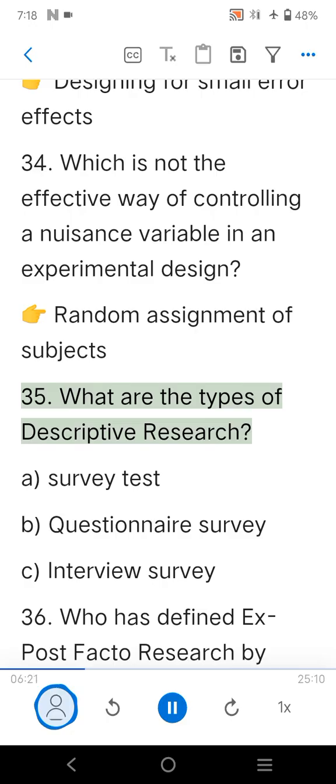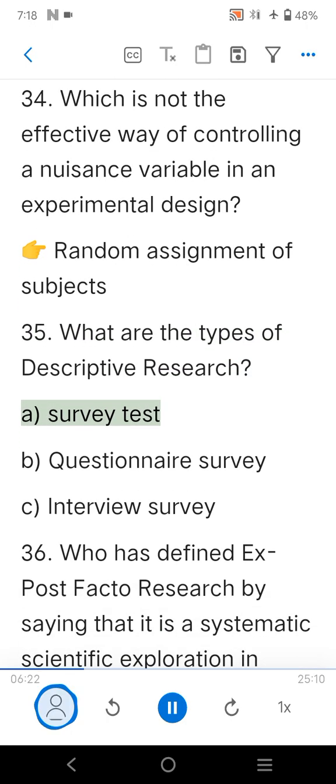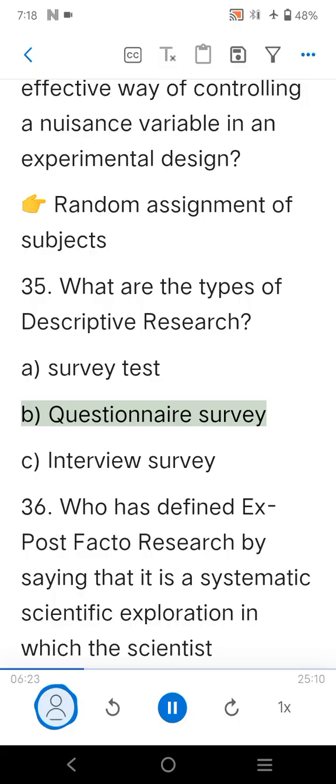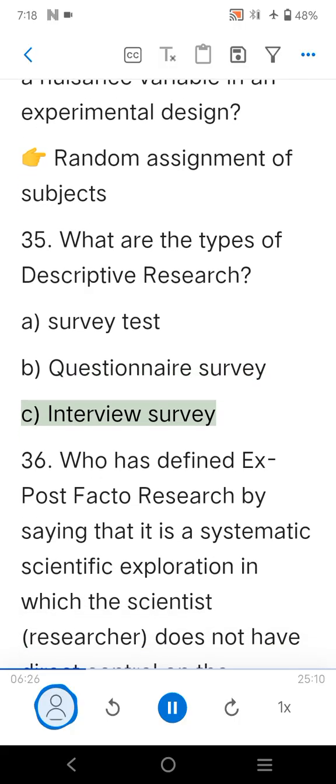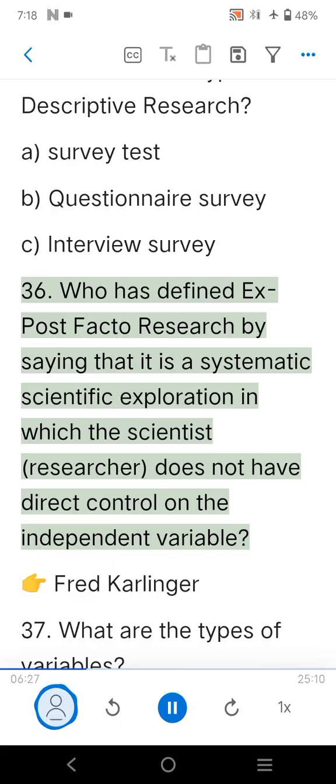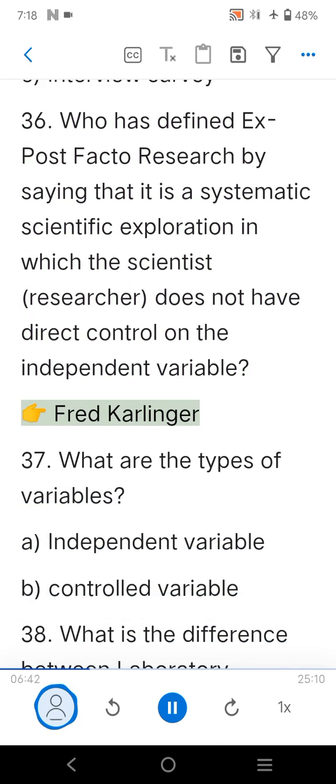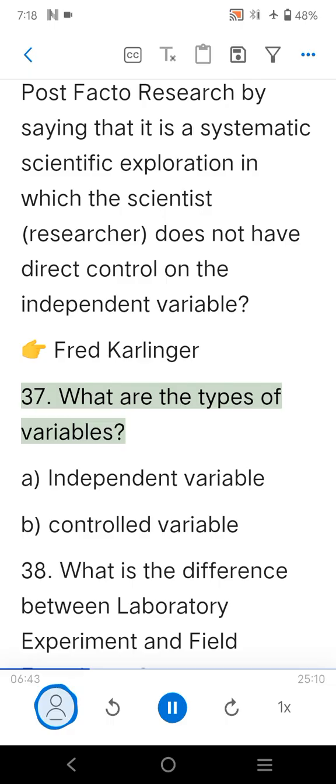35. What are the types of descriptive research? A. Survey test. B. Questionnaire survey. C. Interview survey. 36. Who has defined ex post facto research by saying that it is a systematic scientific exploration in which the scientist, researcher, does not have direct control on the independent variable? Fred Kerlinger.